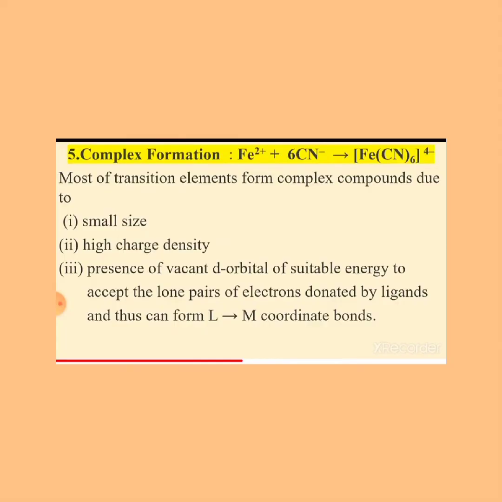Most of the transition elements form complex compounds due to their smaller size, high charge density, and presence of vacant d orbitals of suitable energy to accept the lone pair of electrons donated by ligands, and thus can form ligand and metal coordinate bonds.